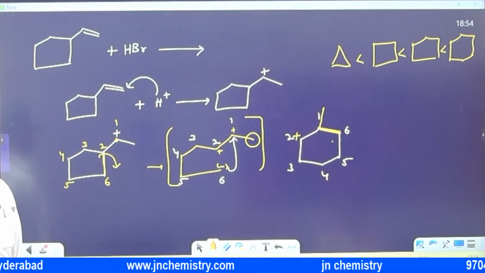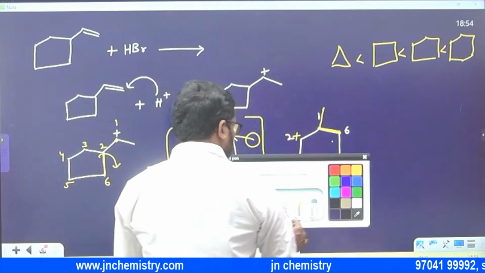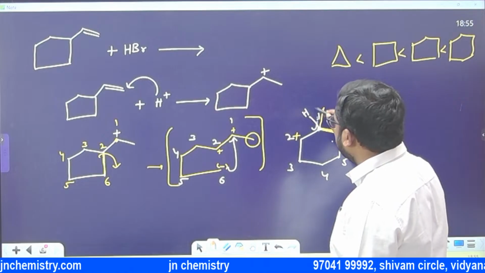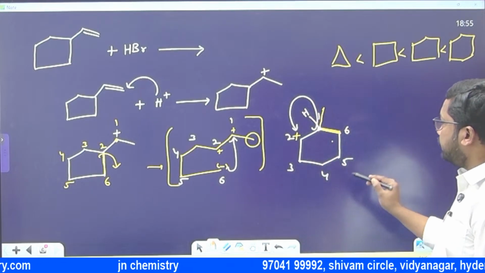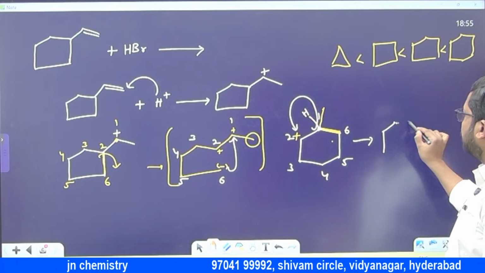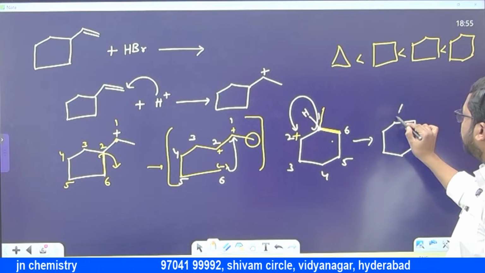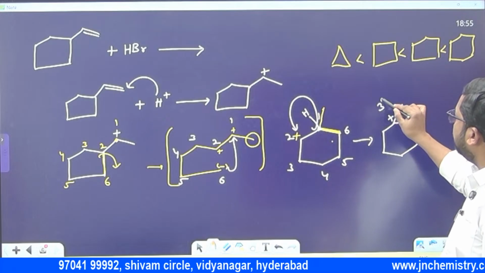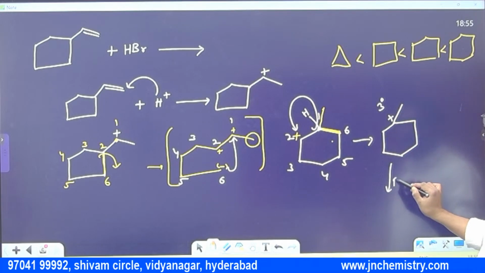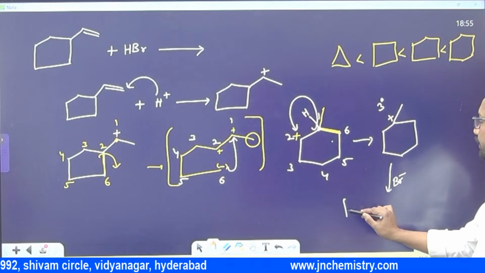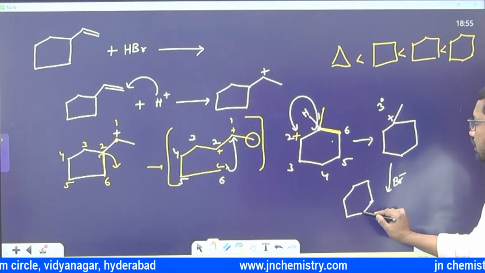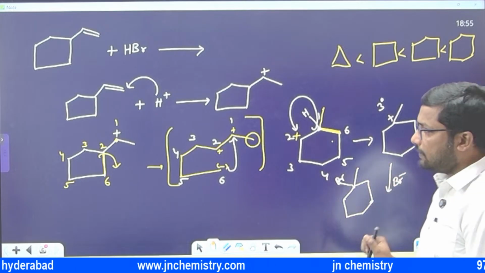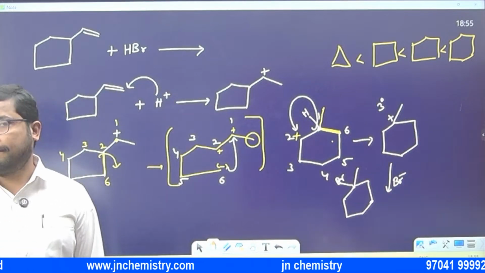Now the first position is which degree carbon? A 3-degree carbon, and a hydrogen is there. A hydride shift takes place. Why does the hydride shift take place? To get the stable carbocation. This is a 2-degree carbocation, and this is a 3-degree carbocation. Next, Br minus comes and attacks over here. This is the final product. Write it down. Any doubts, you can ask me.